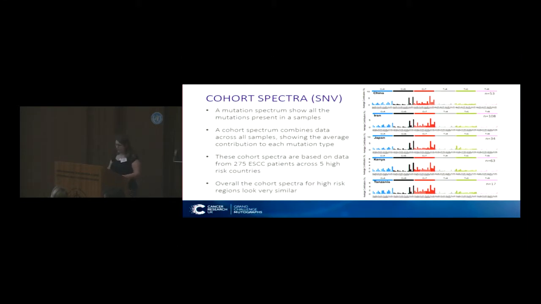So here I want to show you a mutation spectrum. So earlier today you've seen pictures of mutation signatures, but a mutation spectrum is one step up. So this is all the mutations which are present in an individual sample. So you can think of it as a combined picture of all the signatures which are active in any particular sample. And I can't show you all 275 cases that we have, so what we've done here is we've created a cohort spectra. And that basically combines all the data from each place into a normalized average contribution to each mutation type. And these are the 96 context versions that you can see here. And what you can see is that across all of these high-risk regions, the picture is looking remarkably similar across all regions. There are some subtle differences, and I'm going to draw some attention to those, but overall, it is similar.